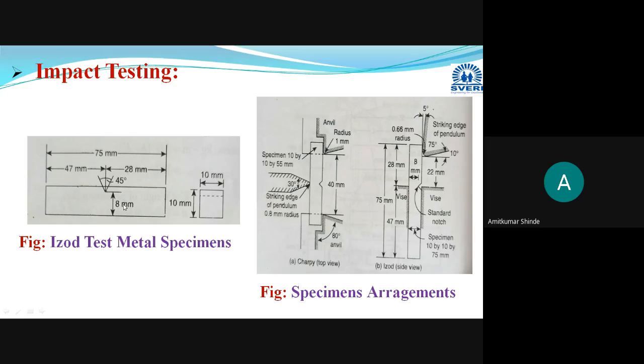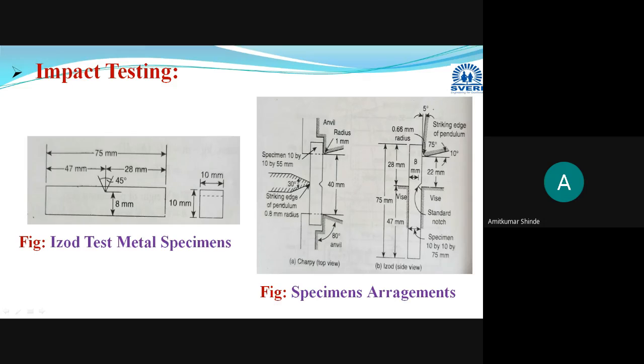One more very important difference between the Charpy and the Izod impact test is the direction of the impact loading. In the case of the Charpy test, the impact will be on the side opposite to the notch. The notch and impact direction will be opposite: the notch will be on this side and the impact will occur at the opposite side. In the case of the Izod test, the impact will be on the side where the notch is present. This is the difference.